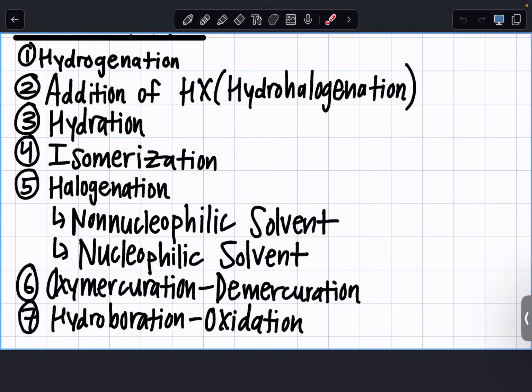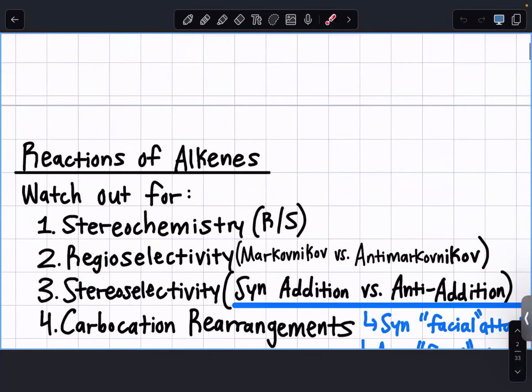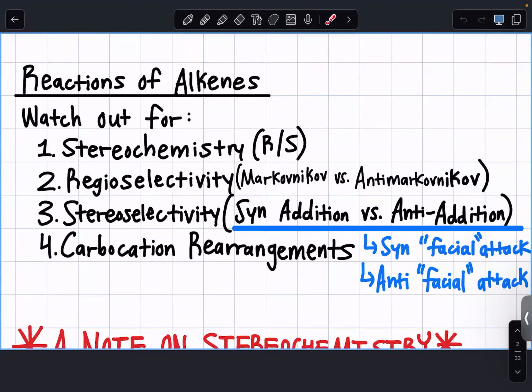So for today's review session, we're gonna start with the alkene reactions, where the first reaction is hydrogenation, and then we're gonna go all the way up to hydroboration oxidation, right? So for the reactions of alkenes, there are 4 things to look out for: stereochemistry, regioselectivity, Markovnikov versus anti-Markovnikov, and we'll go over what that means as well when we get to the reactions.